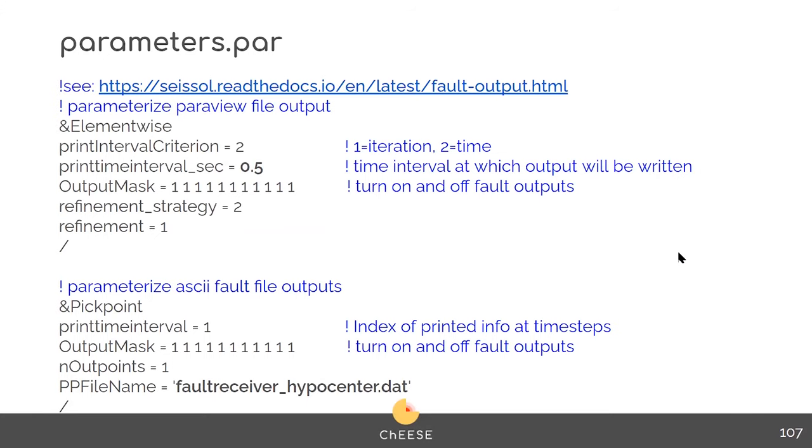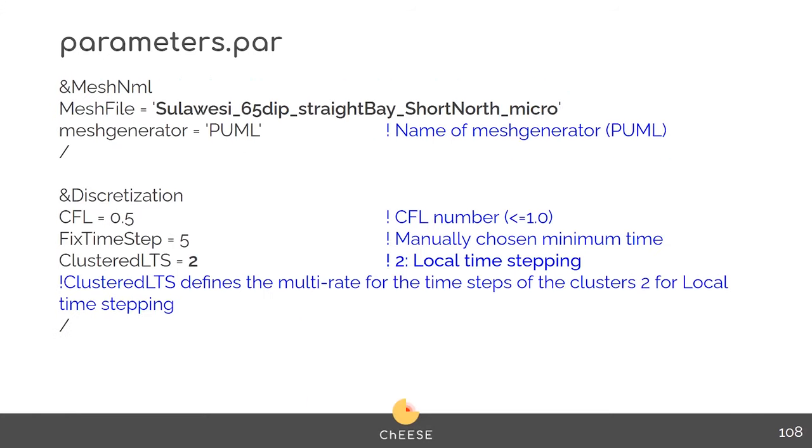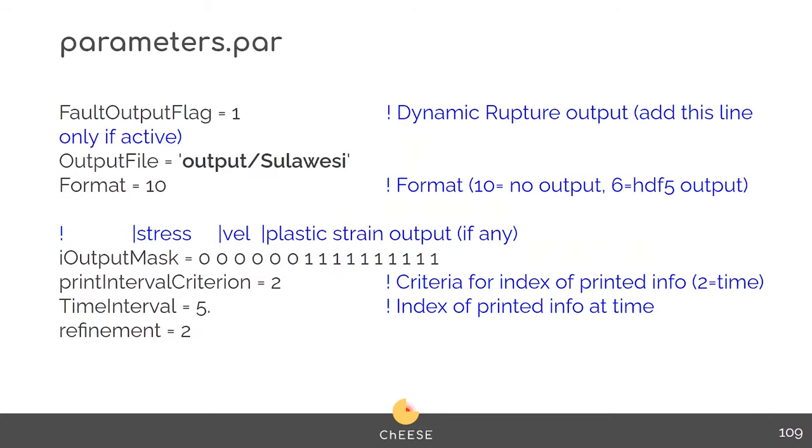Then our mesh file. In this case, we will not create the mesh. The mesh is already created with PUML and it is inside the folder where you will run it. It is the Sulawesi 65 dip straight A short north micro mesh file. We use local time stepping again and the output will be written to output Sulawesi.